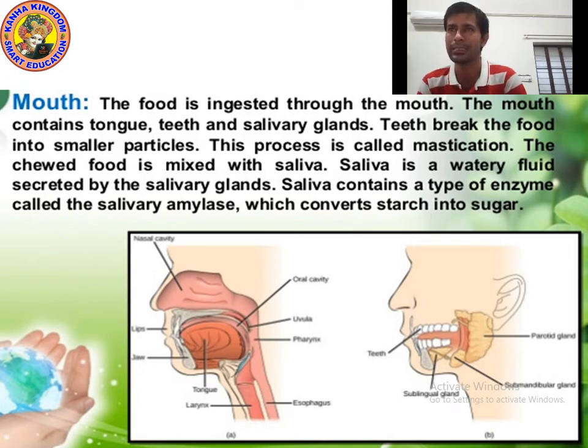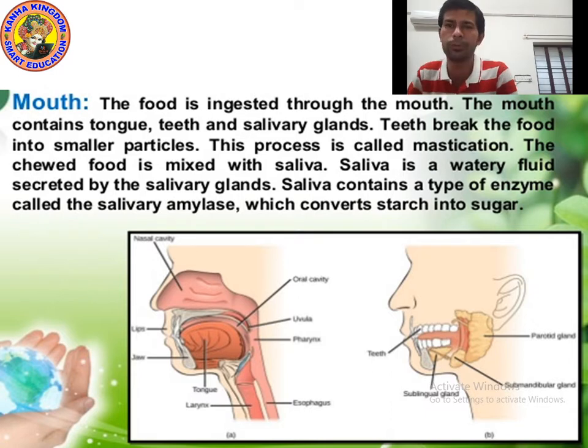Yes, it contains a type of enzyme. Remember, saliva is secreted by the salivary gland, or you can say a kind of salivary juice. It contains an enzyme called salivary amylase. Remember kids, this juice, this chemical actually contains an enzyme whose name is salivary amylase, which converts starch into sugar.